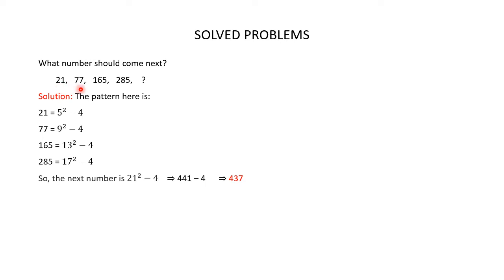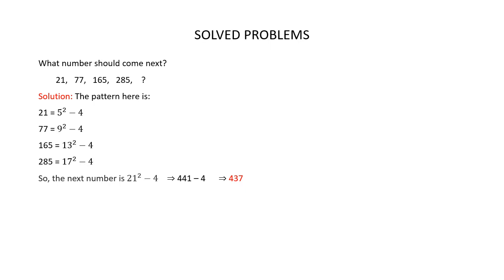77 is closest to 81, that is 9 squared, but a little less. 165 is closest to 169, which is 13 squared, but a little less. 285 is closest to 289, which is 17 squared, but a little less. So there's a pattern here. The pattern is 21 is equal to 5 squared minus 4. 77 is equal to 9 squared minus 4. 165 is equal to 13 squared minus 4. 285 is equal to 17 squared minus 4.